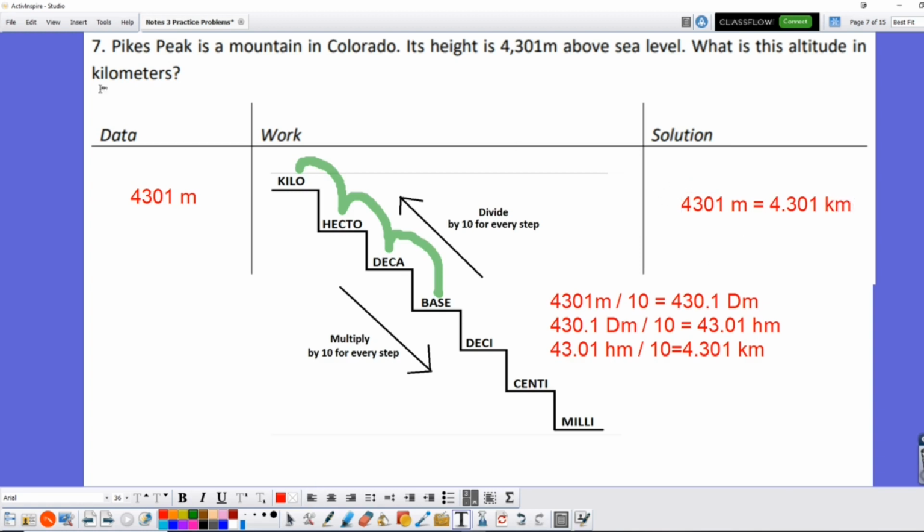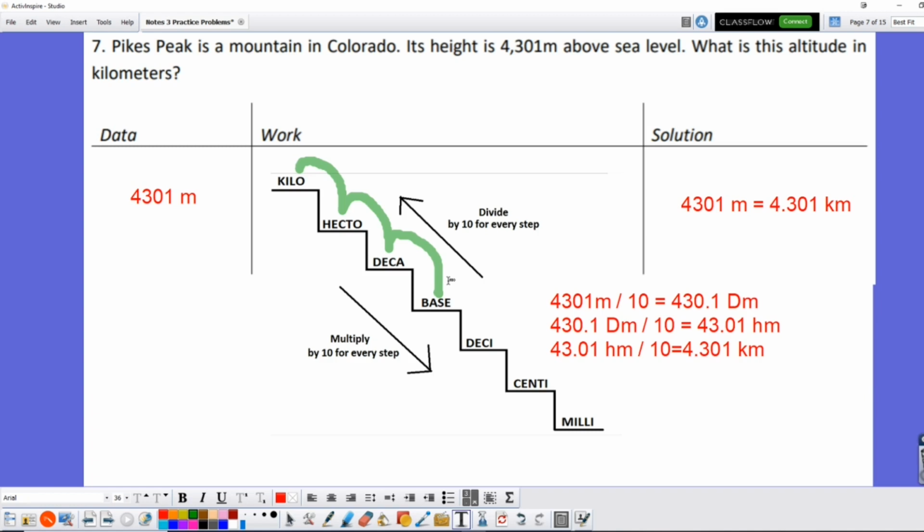For problem number 7 and problem number 6, there is a pretty good shortcut. If you just memorize that going from the base unit to kilo is a conversion of 1,000, so like in this case we're dividing by 1,000, then that's something that's really easy to remember.